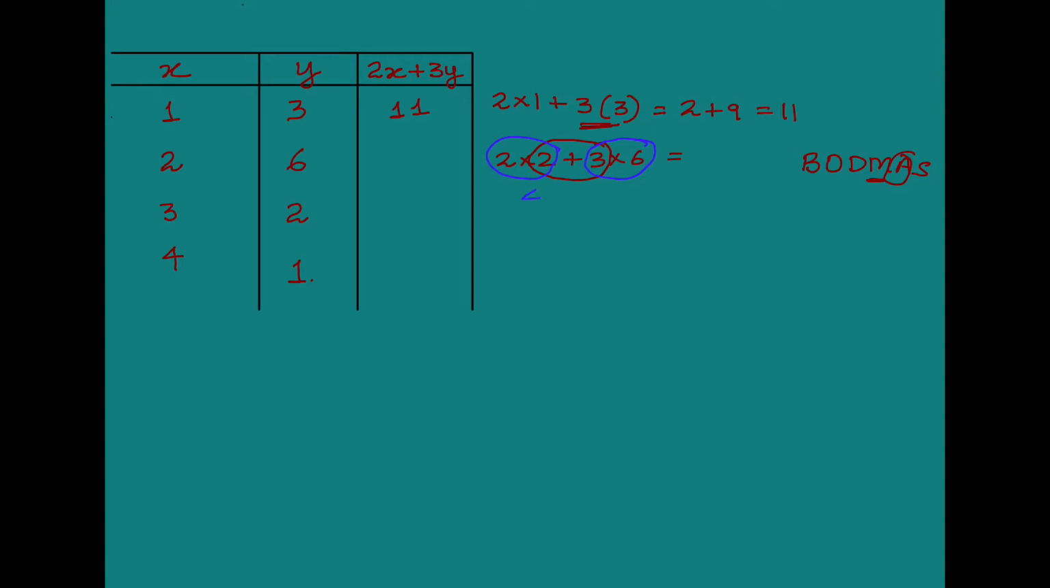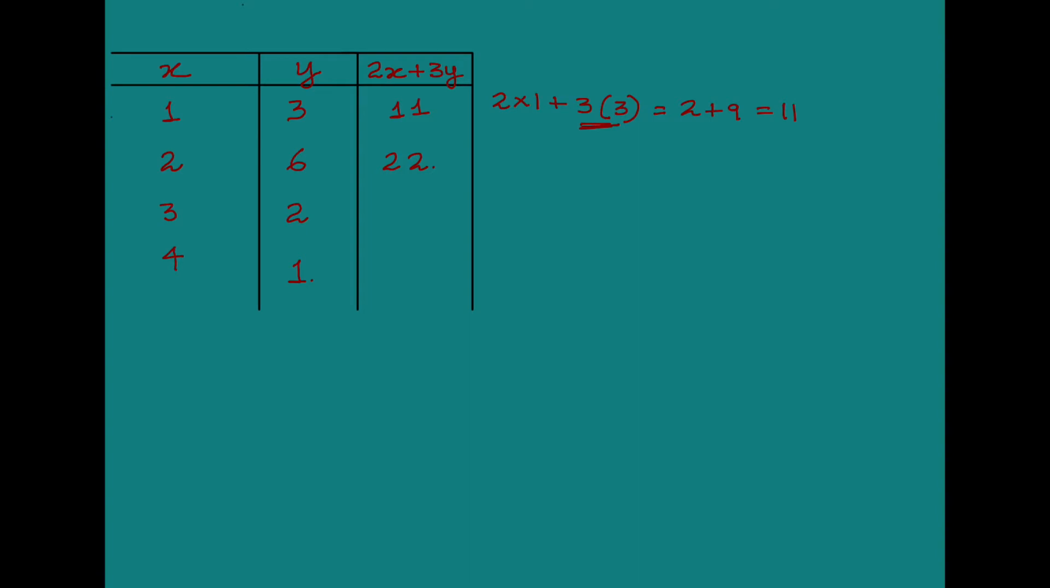So 2 times 2 is 4 and 6 times 3 is 18. What do you get? Tell me. 22. Now go ahead. Use your learning to calculate the next set of two values. I will wait so that you can solve these questions and tally the answers with me.